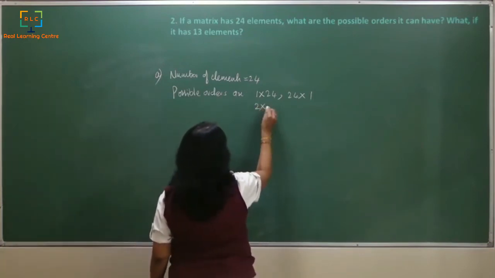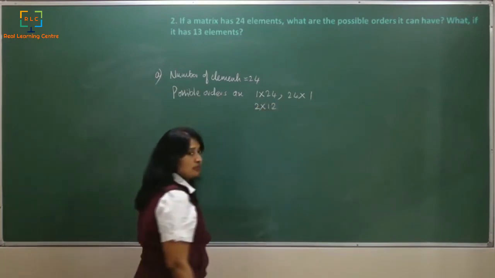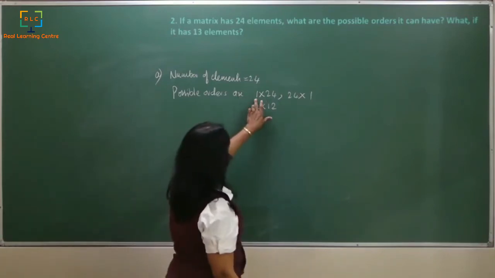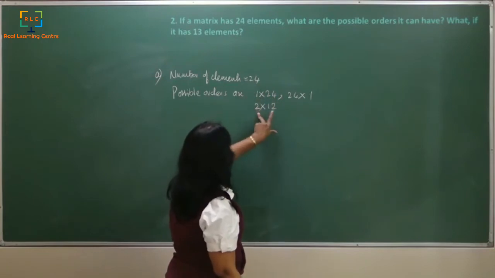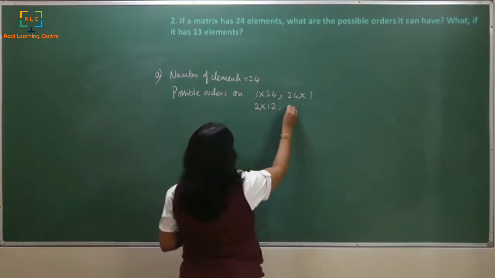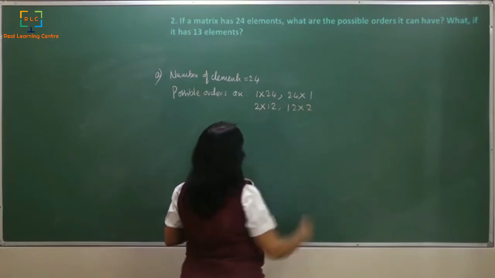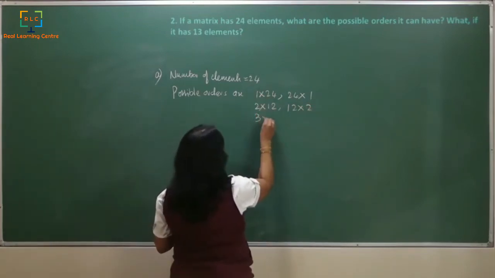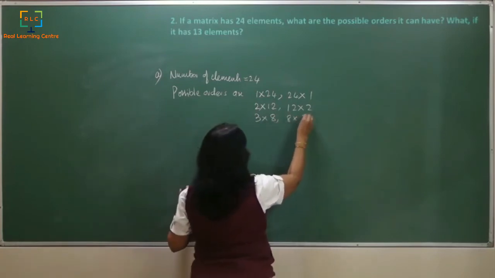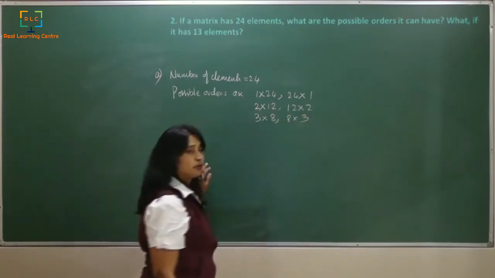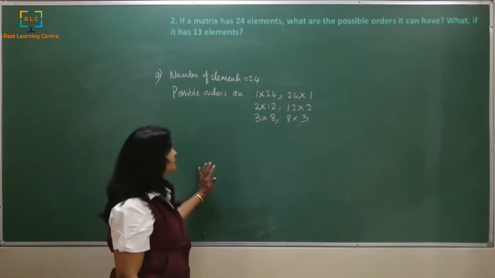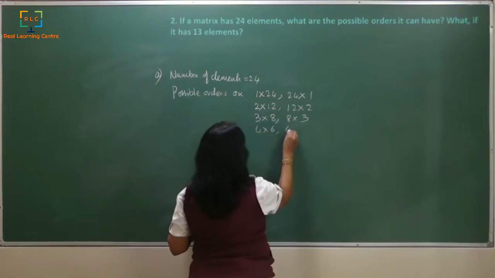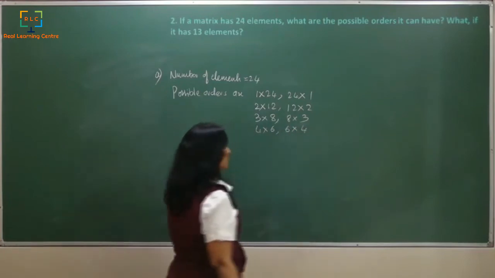If I say 2, I can arrange 12 elements in each of the 2 rows, so 12 2s are 24. I'm taking from one multiple. 1 into 24 is 24, 2 into 12 is 24, and immediately write the vice versa so that you don't miss any order. 12 cross 2 also is possible. Then 3 8s are 24, so 3 cross 8, and immediately 8 cross 3. Is it possible by 4? Yes, 24 is divisible by 4 also. 4 6s are 24, so it is 4 cross 6 and 6 cross 4. Okay, what about 5?